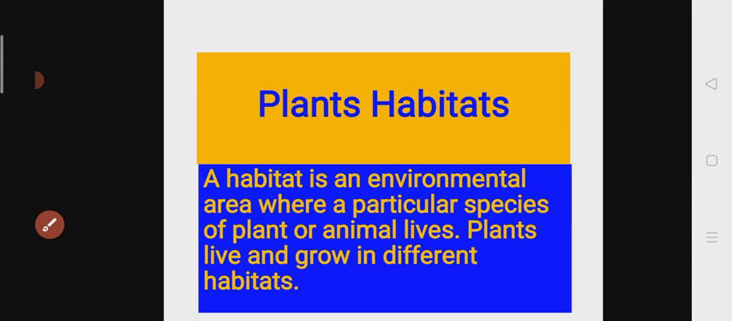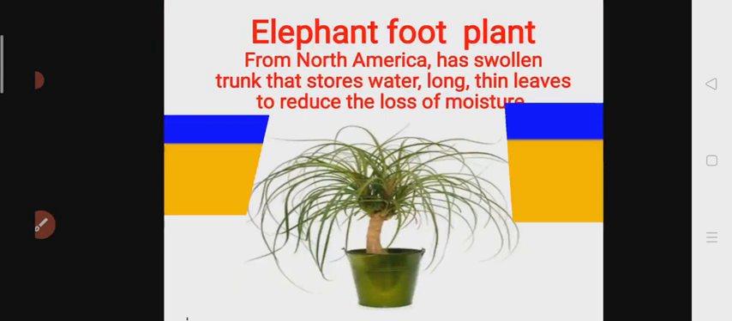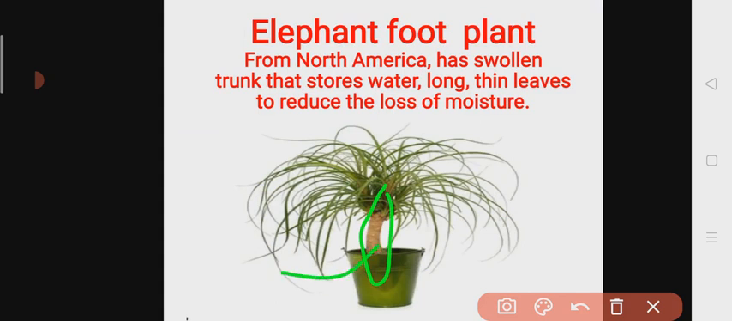So let's study about a few plants and about their habitats. First one is elephant foot tree. These elephant foot plants or trees are desert plants, and they are from North America. Elephant foot tree plant has swollen trunk, and this trunk stores water. It also has long thin leaves that reduce the loss of moisture.